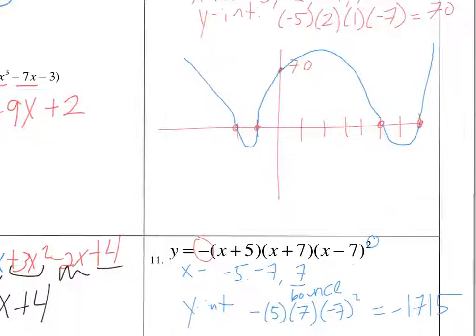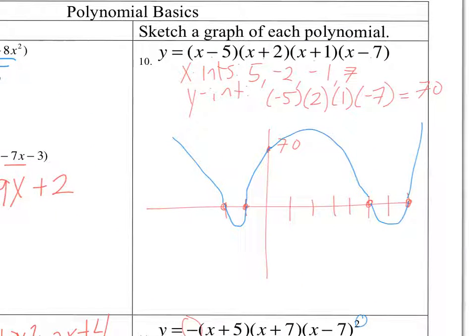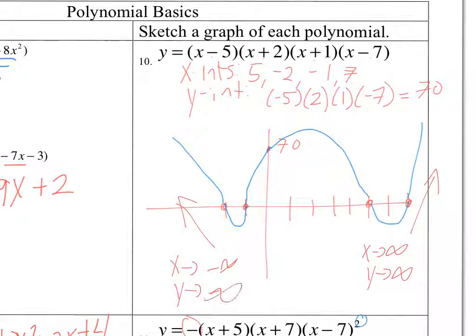And just to kind of look back at the previous problem for this guy, as we're going to the right, we're going up, so rising to the right means that as x approaches infinity, y approaches infinity. Going to the left and going up means that as x approaches negative infinity, y approaches positive infinity. So we're going up.